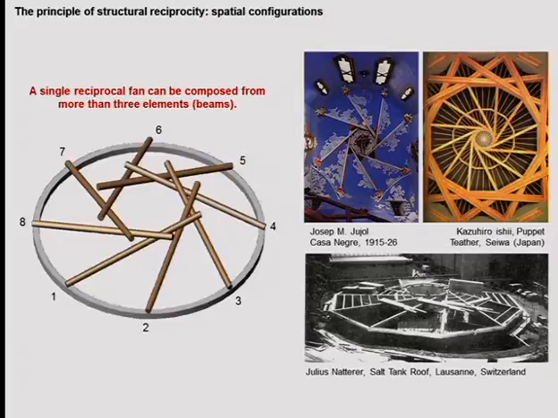Now, we need to look at a few configurations. So the simplest one is done of three elements. Without that, there is no circularity. But of course, you are free to add more elements to that. So for instance, in this case, we've got eight elements. So we get an octagon, and these are the type of architecture which have been realized out of this.